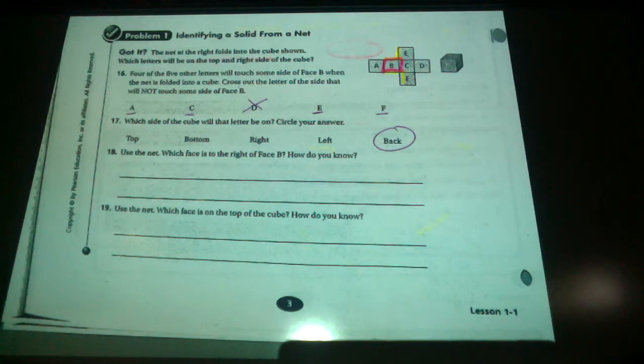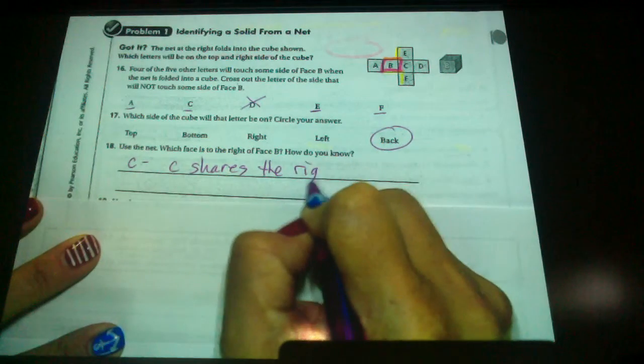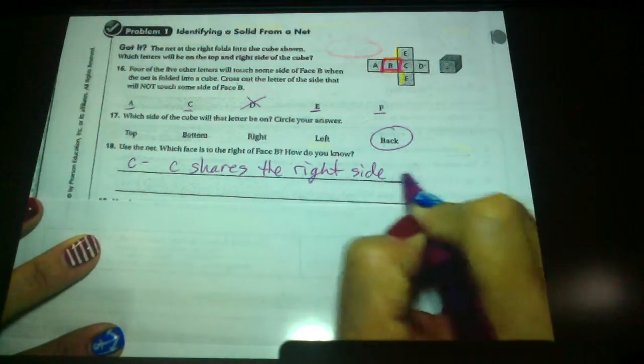So what do you think for 18? Which face is to the right of face B? So C is obvious, right? But I'm interested to see how you would answer. How do you know? That's the harder part. Don't they share a side? So that's what I would say. C shares a side, and I would say the right side of B.